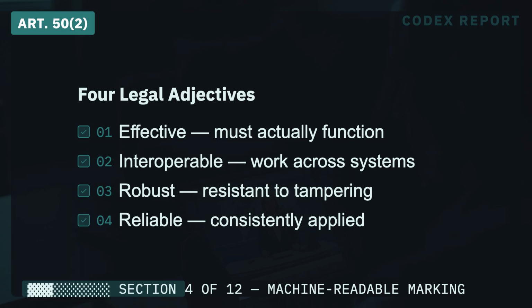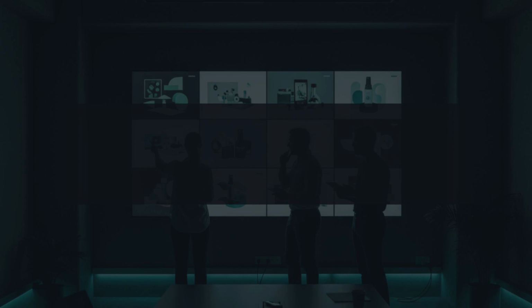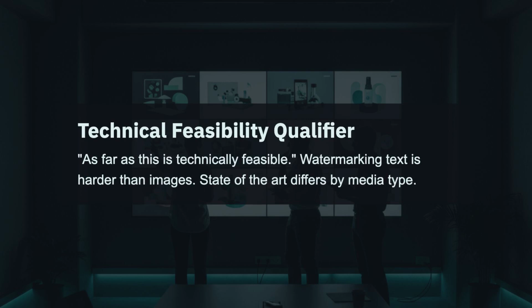Effective, interoperable, robust, and reliable. Four adjectives, each doing legal work. Effective means the marking must actually function. A watermark that is trivially stripped does not satisfy the requirement. Interoperable means it must work across systems. Proprietary marking schemes that only one vendor can read will not suffice. Robust means resistant to tampering and degradation. Reliable means consistently applied, not intermittent.